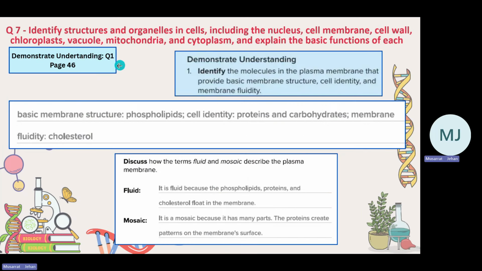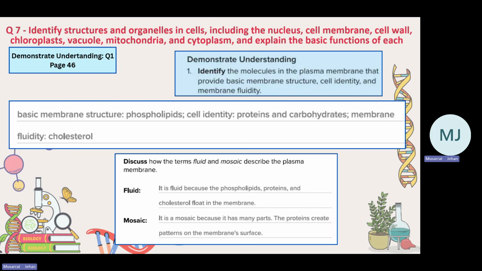Demonstrate understanding. Question 1, page 46. Identify the molecules in the plasma membrane that provide basic membrane structure, cell identity, and membrane fluidity. Which one is giving it fluidity? That is cholesterol. Basic membrane structure: who is forming the structure? Phospholipids. Cell identity: proteins and carbohydrates. Membrane fluidity: cholesterol.